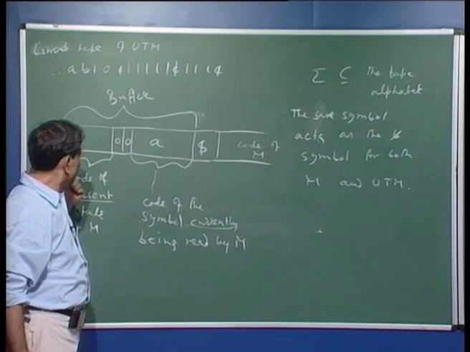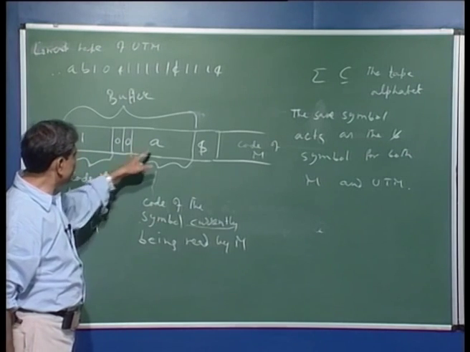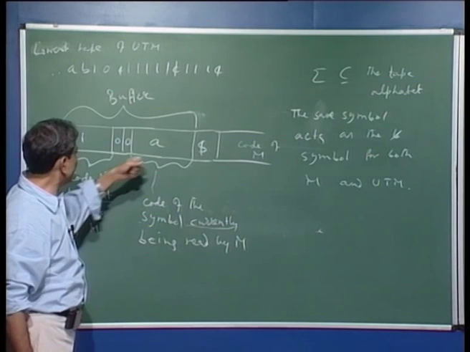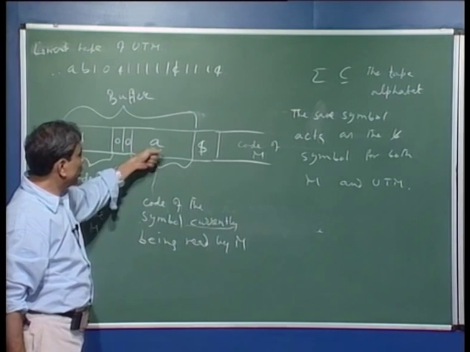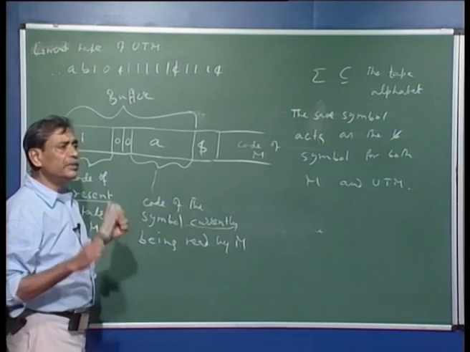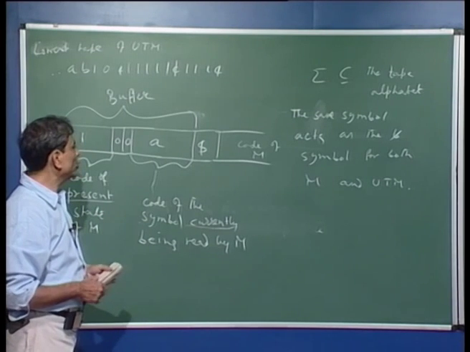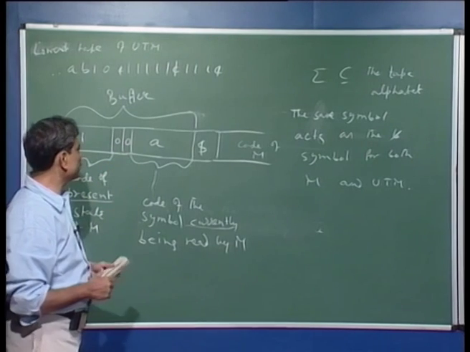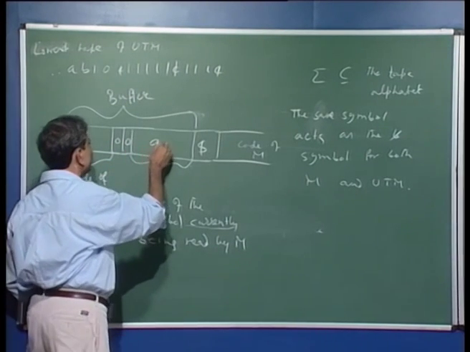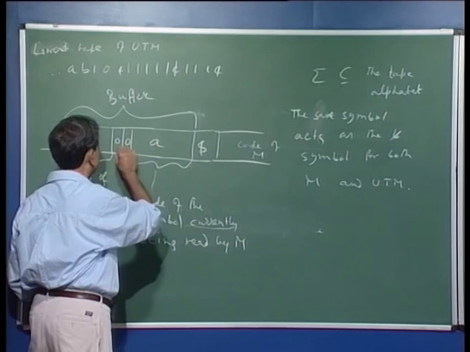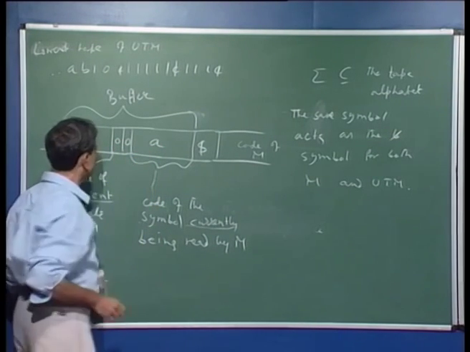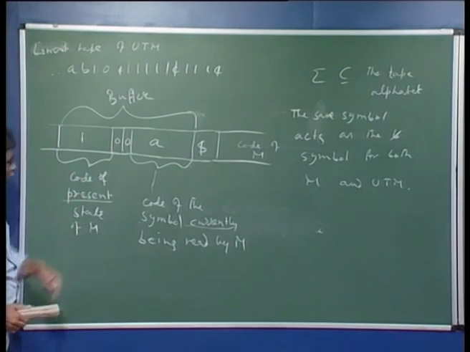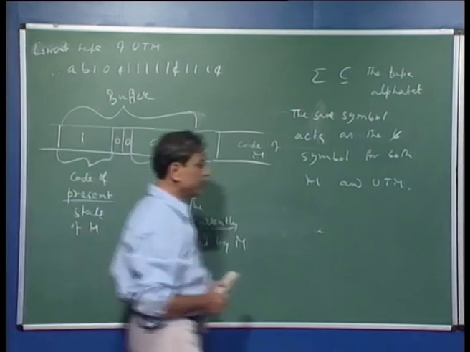And now, what would be the action of M when it is in this state and reading this symbol? That is defined precisely by a quintuple whose first two components are these two, right, separated by two zeros. We also assume that there is no confusion, that these two zeros are separating the coding of the state and the coding of the symbol.